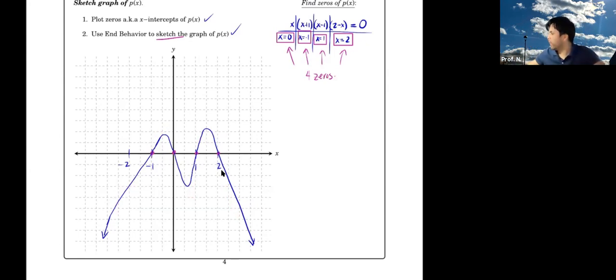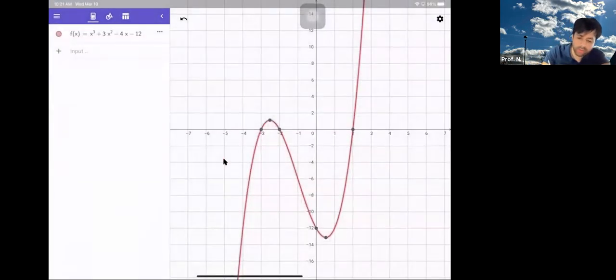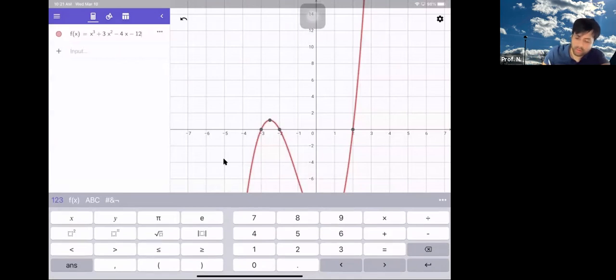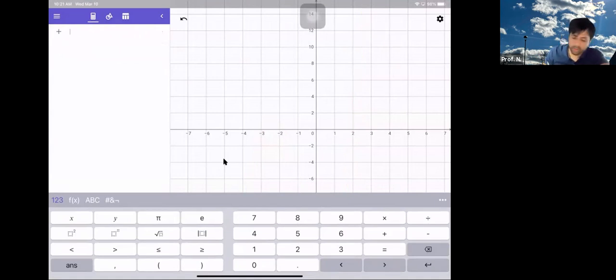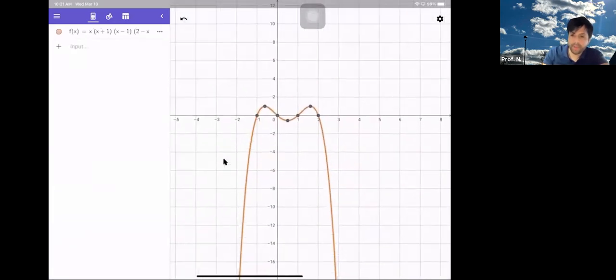Right? So let me just give you a sketch as well for this. Again, you can graph this on your calculator as well. So we got x, and then we multiply it by x plus 1. And then we multiply it by x minus 1. And then we multiply it by 2 minus x. Boom. And this is what we got.